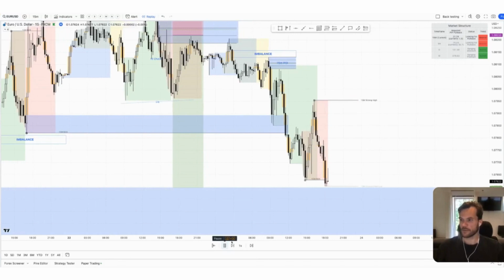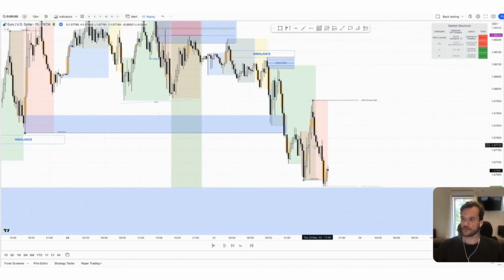Okay, there we go. So that's what I was talking about. We had a nice sweep here. However, when we've got all this imbalance left, it does tend to want to clean that up, essentially. I guess we didn't reach high enough to get tagged into anything up here. It just pretty much swept all this liquidity, cleaned up the imbalance, and then dumped back down. I think that would have hit its take profit.